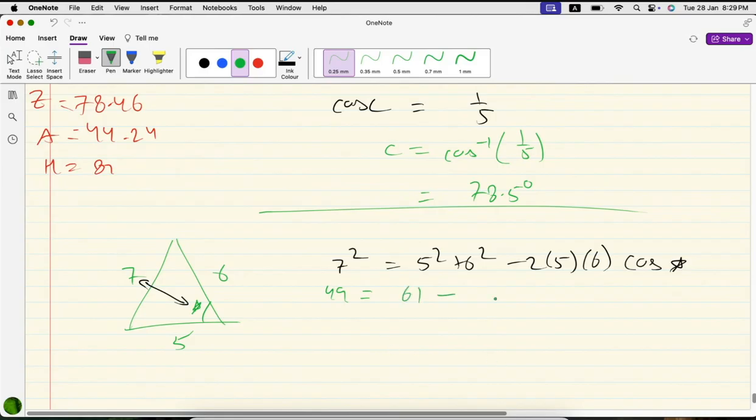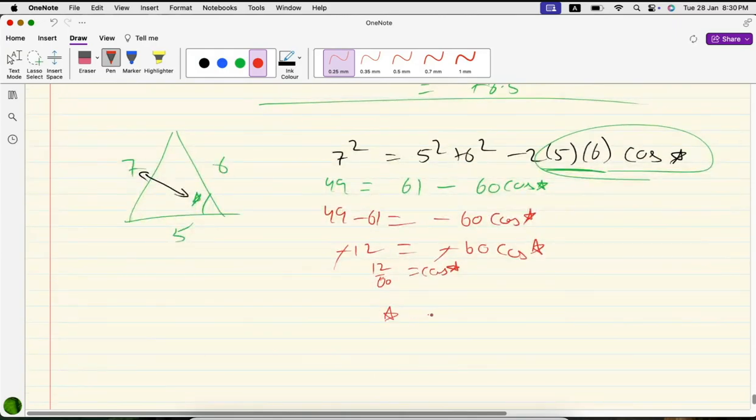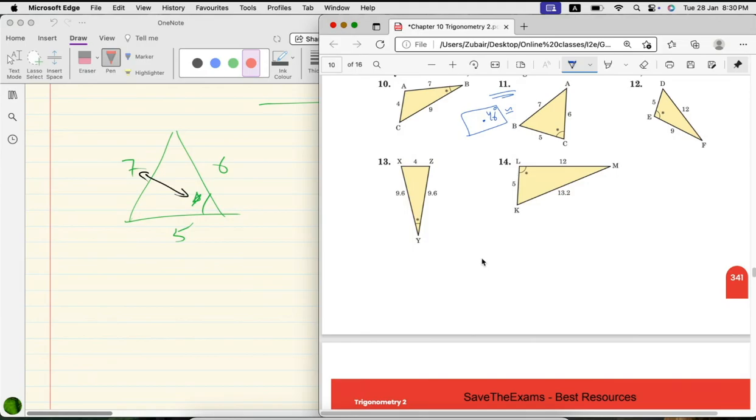And the major mistake which many students would make is they would forget that this is actually multiplied with cos. So 49 minus 61 is equal to negative 60 cos of the angle. 49 minus 61 is negative 12, negative 60 cos of this, and again 12 by 60 is 1 by 5. Cos inverse of 1 by 5, and that's 78.5 degrees.